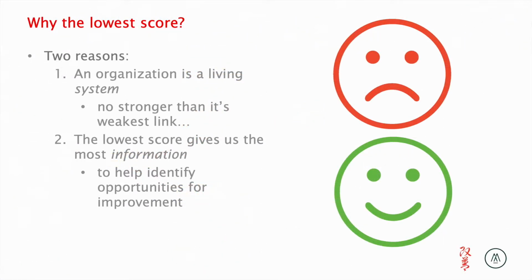Why the lowest score? It seems kind of mean, but in fact there are two important reasons. First, an organization is a living system no stronger than its weakest link. So we want to work on the weakest link. We want to know about the weakest link and to make it stronger because the overall health of the organization depends upon it. Also, the lowest score gives us the most information to help us identify opportunities for improvement, which leads us to the task of prescription.